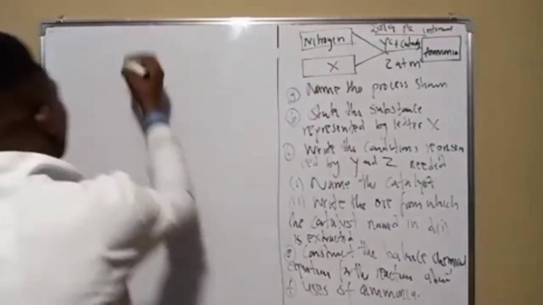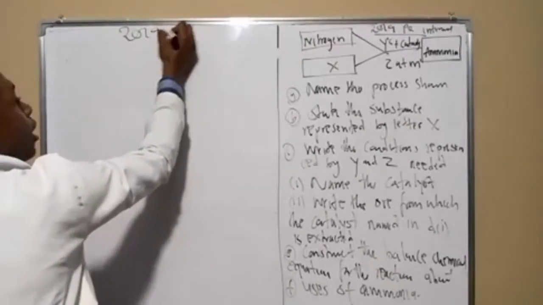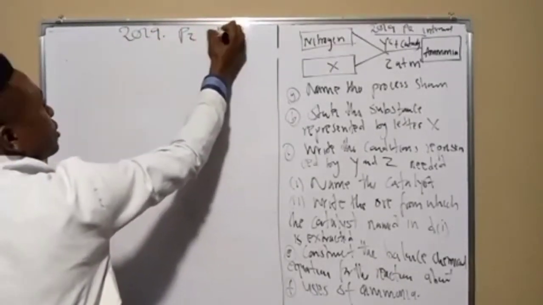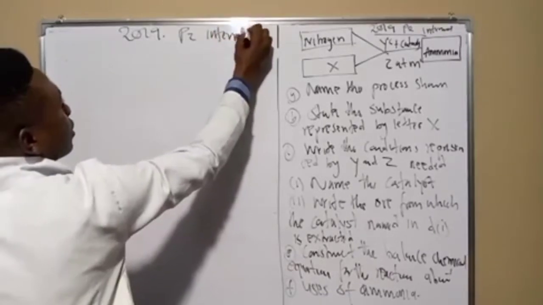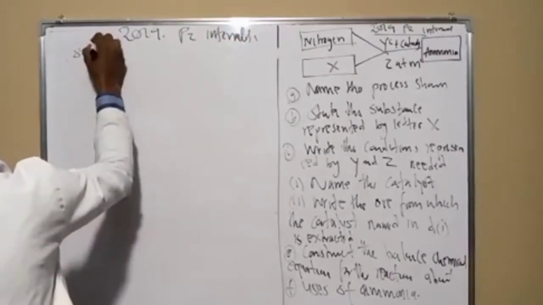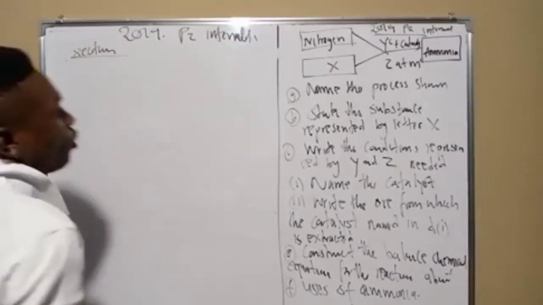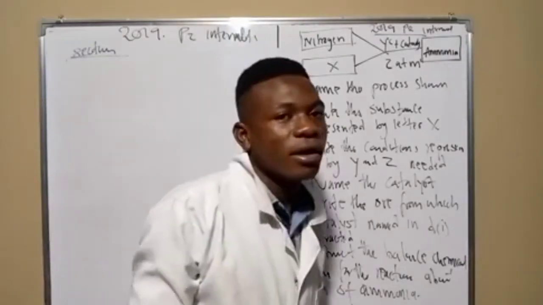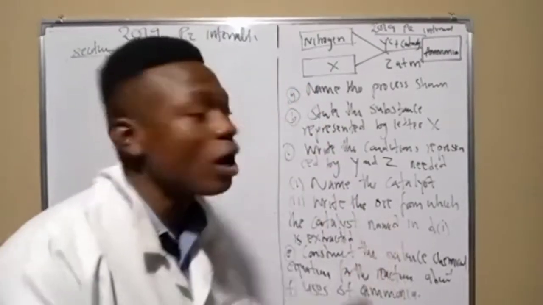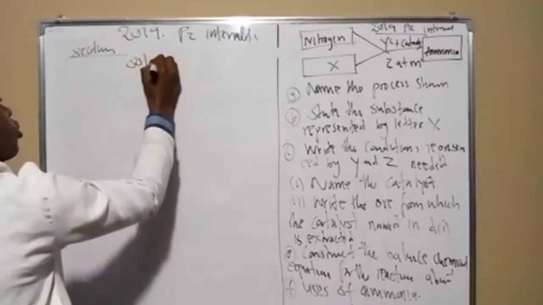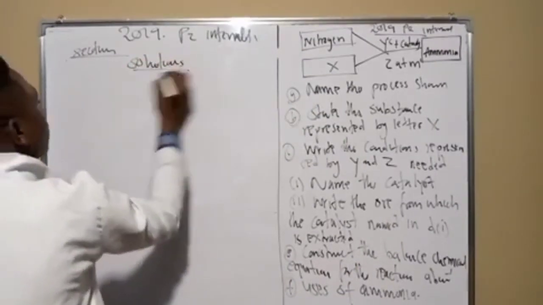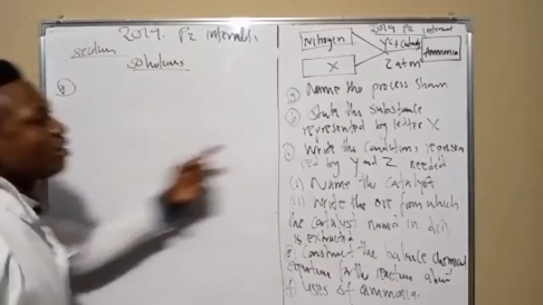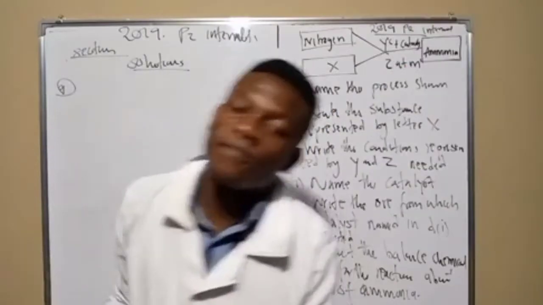Okay, we are back here now. 2019, Paper 2, Section C. So, the first question I want you to answer now. Solutions. A. Name the process shown above.